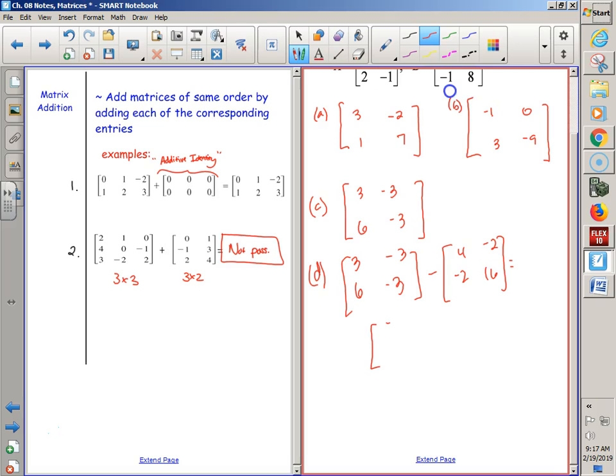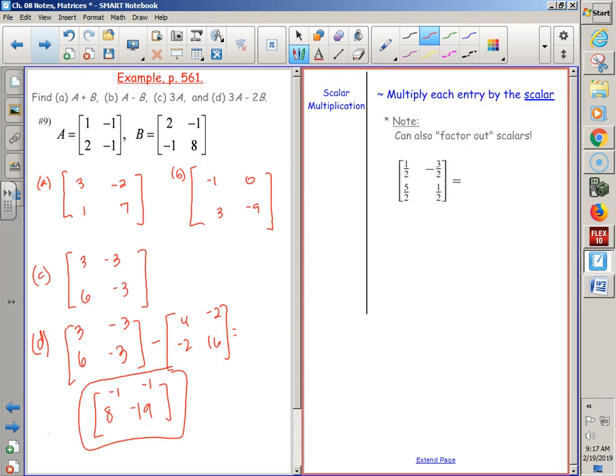And 3 minus 4 is negative 1. Negative 3 plus 2 is negative 1. 6 minus negative 2 is 8. Negative 3 minus 16 is negative 19. Anybody beat me there? There we go. Not too bad. How are matrix operations for addition, subtraction, and multiplication by a scalar, or multiplication by a single number? Not bad, as long as you keep track of the numbers. Cool beans?